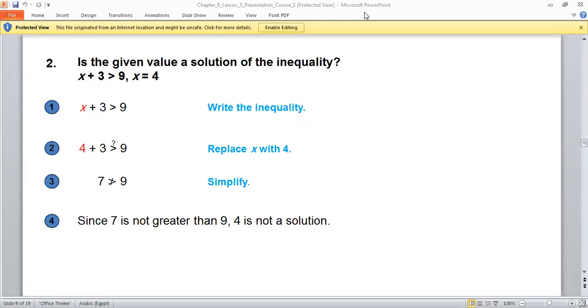Again, read, Ahmed Naif. I need Ahmed Naif to read now. Is the given value a solution of the inequality? Again, read it again, Ahmed. Is the given value a solution of the inequality x plus 3 is greater than 9, right? And you give me x is equal to what? x is equal to 4, right?